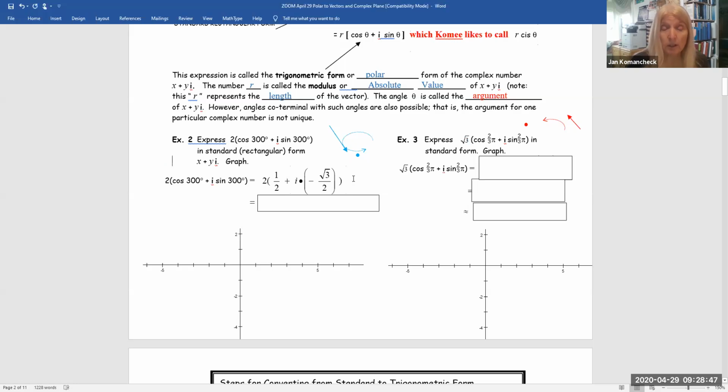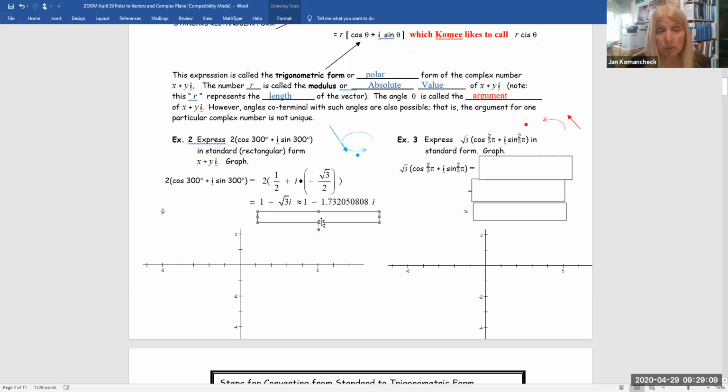That's called going from polar form or trig form into rectangular form. Now I do have to clean this up. I'm going to multiply the 2 times the 1/2, and the 2 times this fraction right here, so that actually I might choose cancel. So my final answer is going to be 2 times 1/2, which is 1, and radical 3, the negative sign, the 2's cancel, and negative radical 3i.